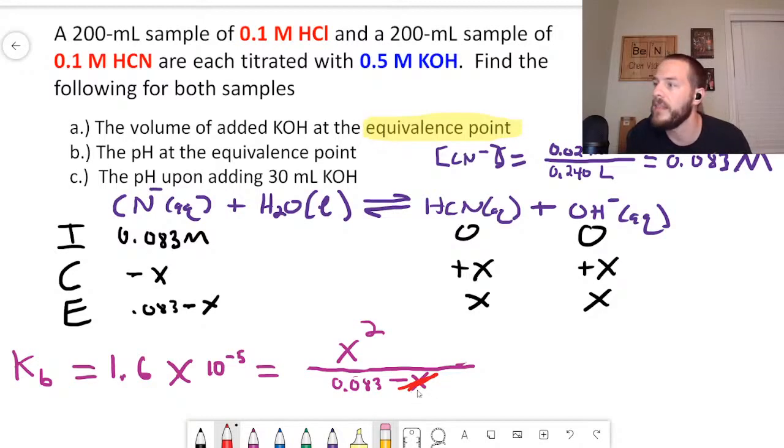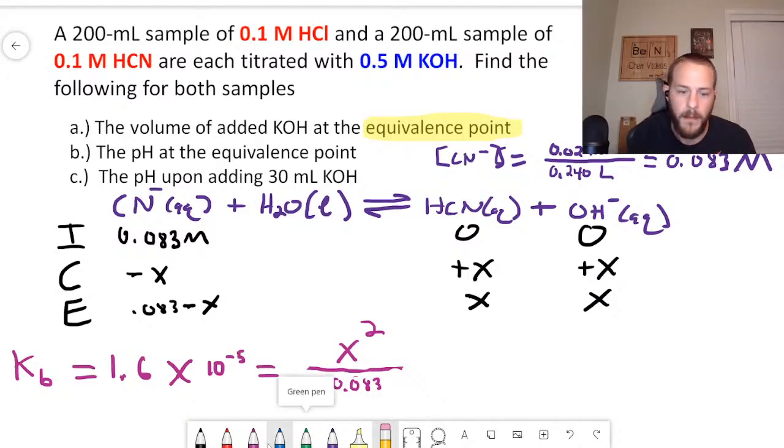And what I'm saying here is that I think x is really, really small compared to the number from which I am subtracting it, in this case, 0.083, right? And so that simplifies our equation dramatically. X squared over 0.083 is equal to 1.6 times 10 to the minus 5. And so we can just continue algebraically, solving for x. And by the way, x is just the OH minus concentration at equilibrium. That's what's going to help us eventually calculate our way all the way to pH, right?